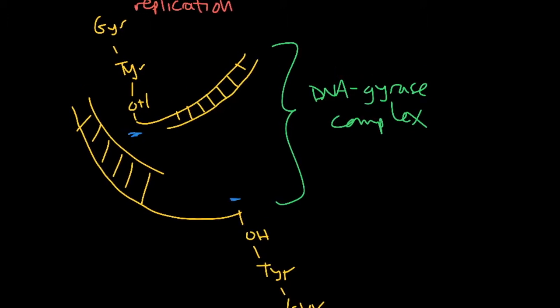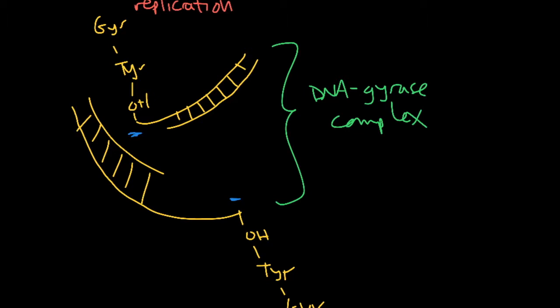So you have DNA right here, gyrase right here, and replicating DNA is what's happening in this picture. So the original two strands of DNA are being replicated here, and gyrase is winding and unwinding DNA so that replication can happen. And importantly, the tyrosine residue of each gyrase is involved in holding the DNA together. DNA gyrase is attached to DNA by the tyrosine residue of DNA gyrase.